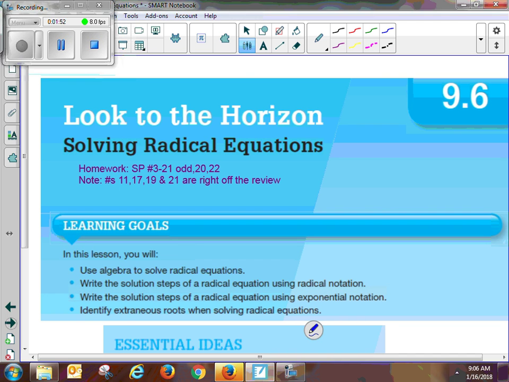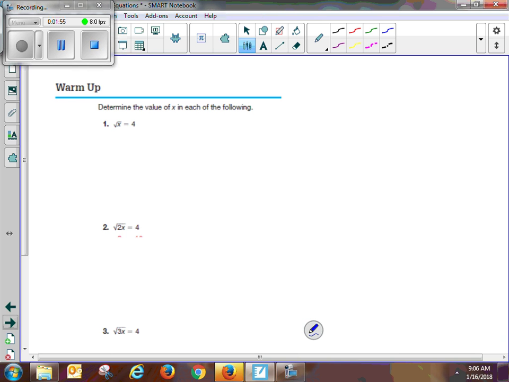Here we go. My beginning problems are mental math. Mental math means you should be able to do it in your head. Who knows one? 16, awesome. Square both sides, you got your answer. Yes? Okay, this should feel like review. Square root of 2x equals 4. What would you do first? Square both sides, okay. So in my head I have 2x equals 16. So what is x? 8, awesome.